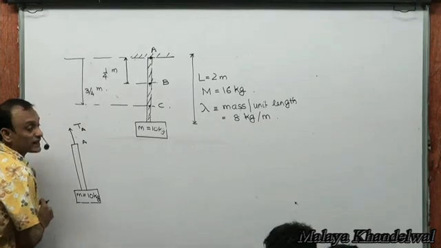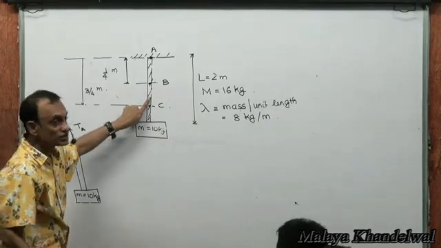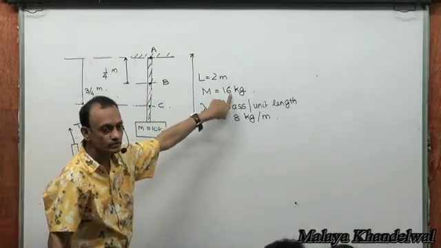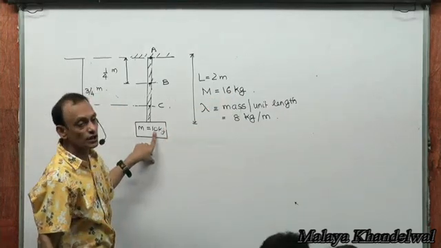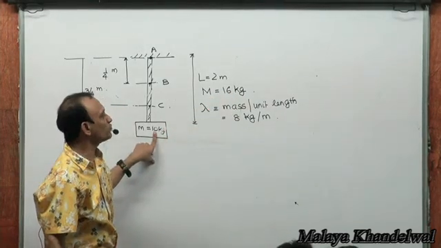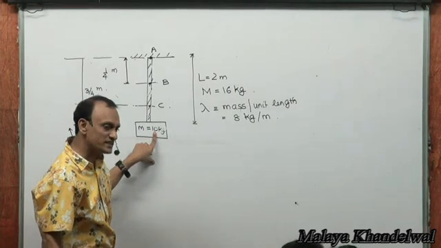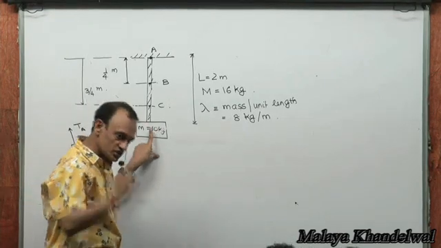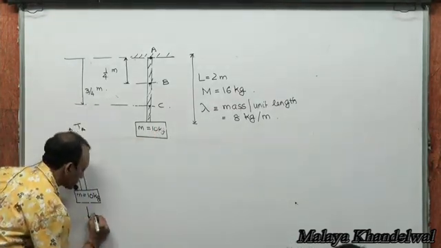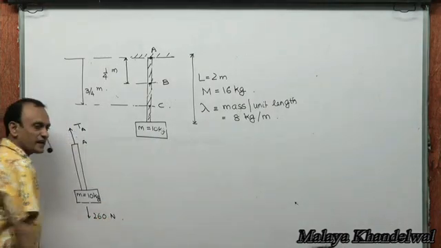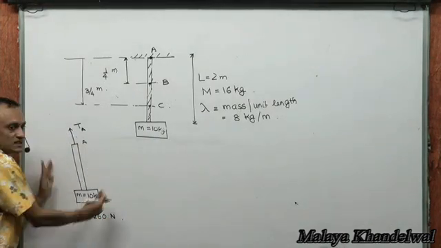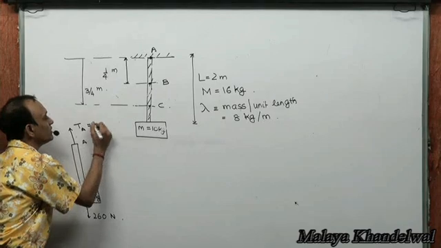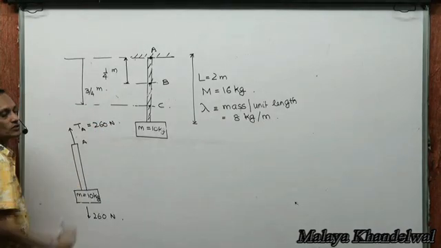Now, what are the other forces acting on the system? The weight of this and the weight of this downwards. What's the weight of this? 160 newtons. What's the weight of this? 100 newtons. So the total weight would be 260 newtons. 16 plus 10, 26 kg weight, means 260 newtons downwards. That's the weight acting downwards on the system. And the whole thing is in equilibrium. TA must be equal to 260 newtons. Yes or no?